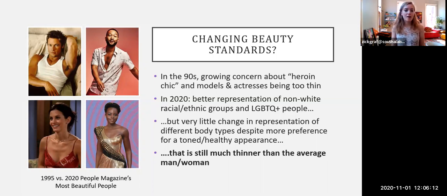By contrast, in 2020, in the people that we consider to be like archetypes of male and female beauty, there's more diversity in a lot of ways. So better representation of non-white ethnic and racial groups and LGBTQ plus people, but there is still very little diversity of body types. Despite this change in preference from women appearing really thin and emaciated, to appearing curvy, muscular, lean, and strong, both of these body types are unattainable for the average man or woman. That's kind of the important takeaway. While there has been an increase in diversity in a lot of ways in the people that we consider beautiful, there has not been any increase in diversity of body types. At the same time, Americans have gotten bigger and bigger.